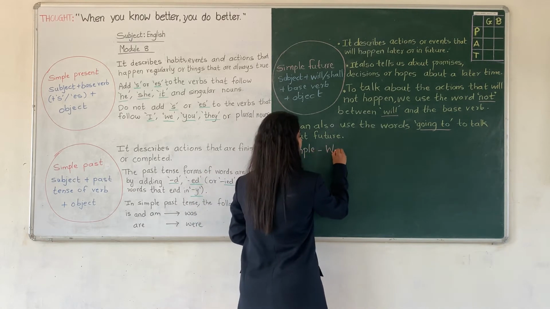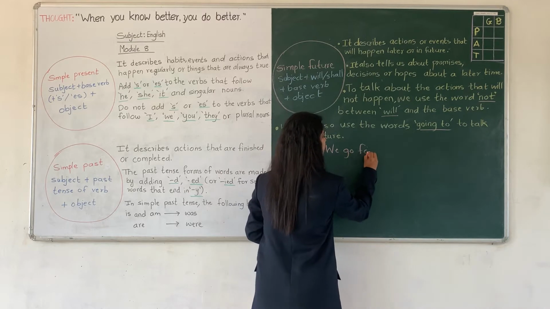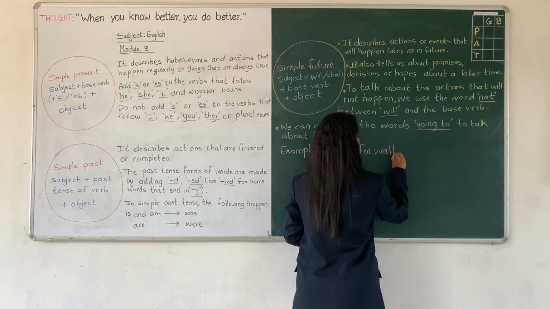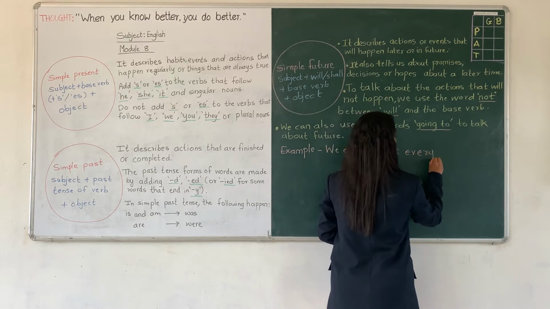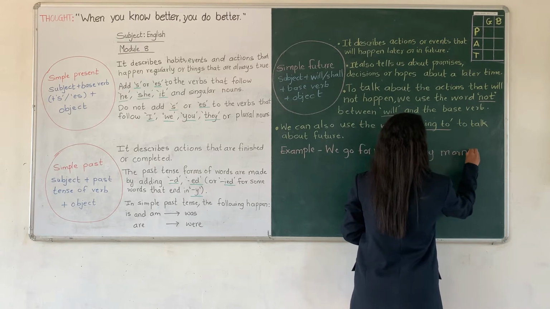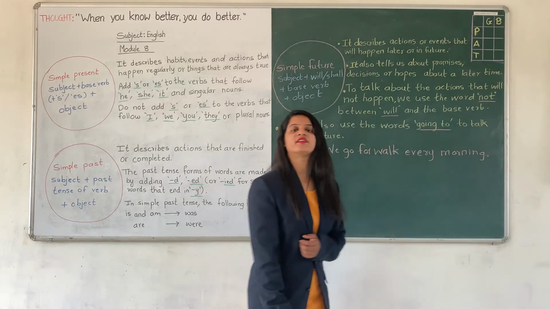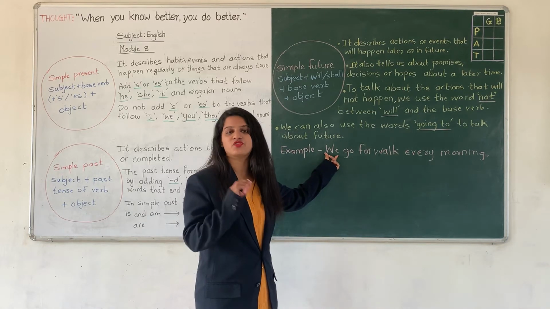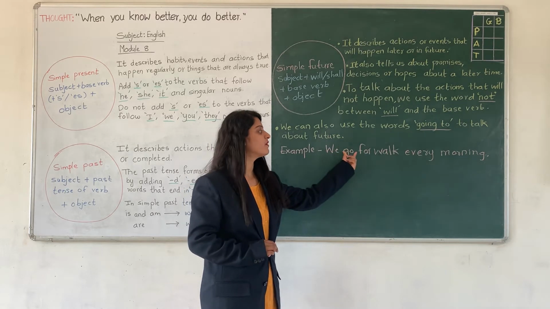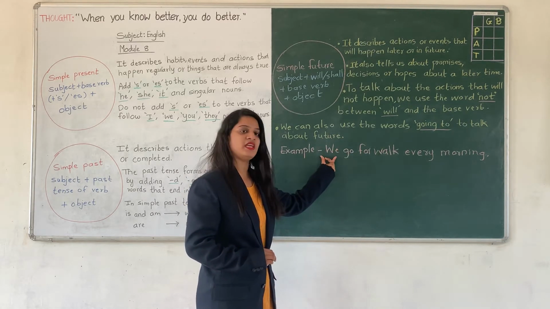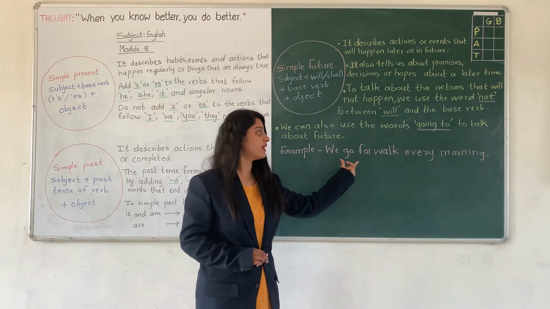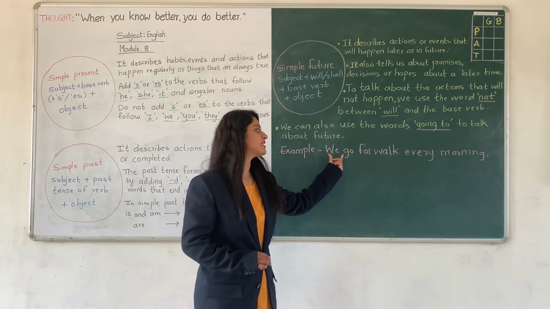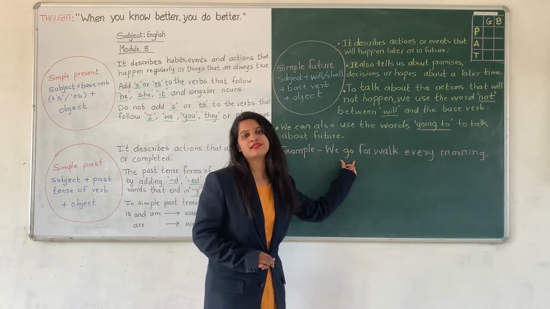So we go for a walk every morning. Alright. Now what have I written here? We. Okay. Now we is the subject. If the base verb is followed by we, that time we don't add s or es, or it would have been goes, right? So as it is followed by we, that's why we have not added s or es.